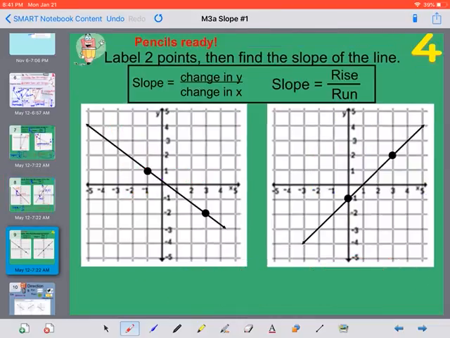All right, I would like for you to try these 2 on your own, and then click play to see if you got them right. So first, labeling our points, x, then y. X is -1, and y is up 1. And then over here, x is 3, and y is down 2. So we have that point there.